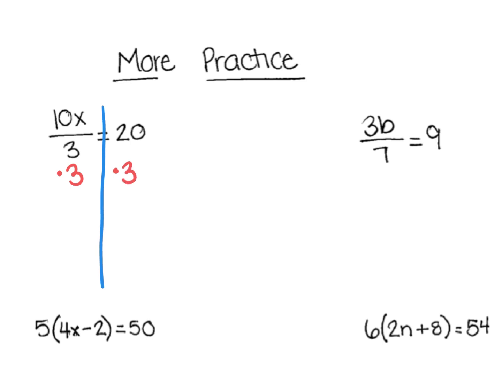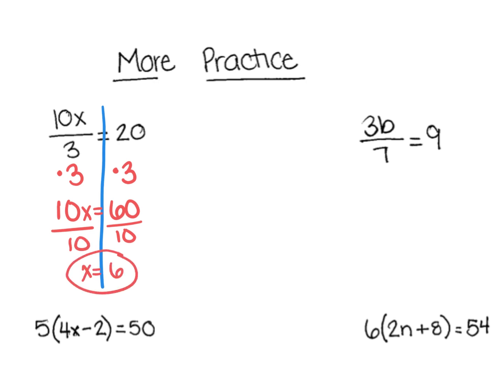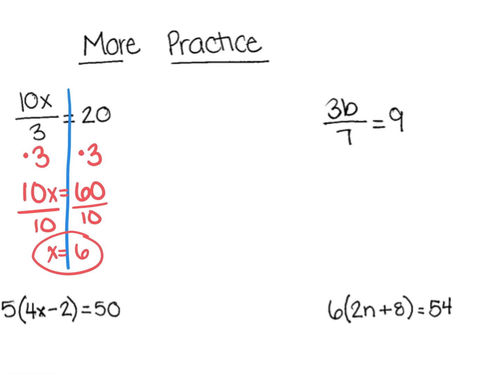So that cancels those 3's out. The whole point of using inverse operations is to cancel those terms out. What do I have left on the left-hand side? 10x, very good. Equals 60. And my last step, good, Keeson, divide by 10. X equals 6. Go ahead and try that same process on the one directly to the right of it. 3b divided by 7 equals 9. Try that. I'll put the work up so you can check it when you're done trying.